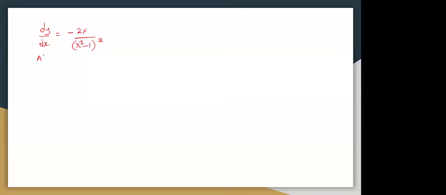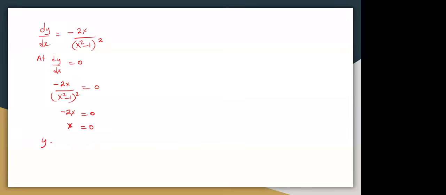So we shall say now at dy dx is equal to 0, we shall have negative 2x out of x squared minus 1 squared is equal to 0, and therefore we have negative 2x is equal to 0, and our x is equal to 0. So that means that our x is equal to 0.